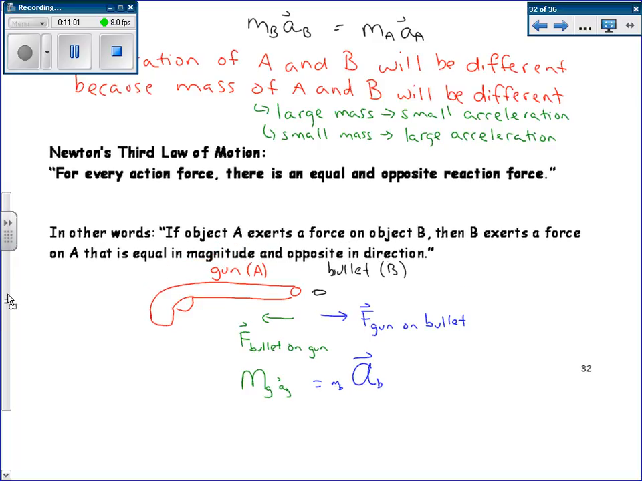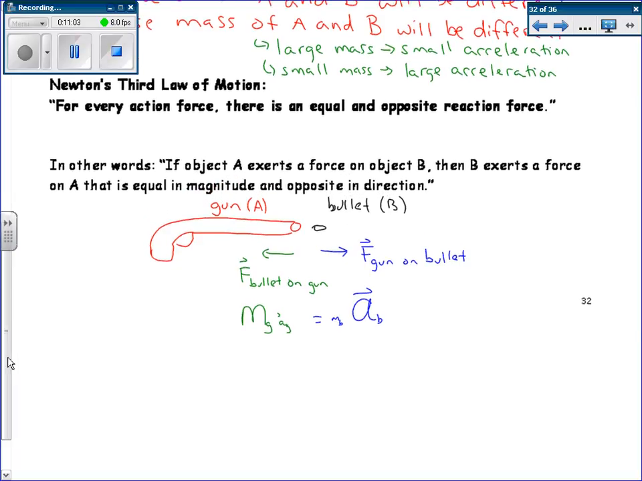So if the mass of the bullet or any object is small, the acceleration is going to be really big. If the mass is big, the acceleration is going to be really small. But the forces are equal. The forces are the same. These are equal, no matter what.